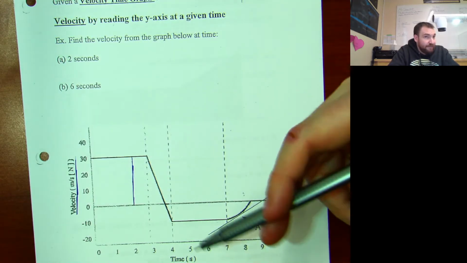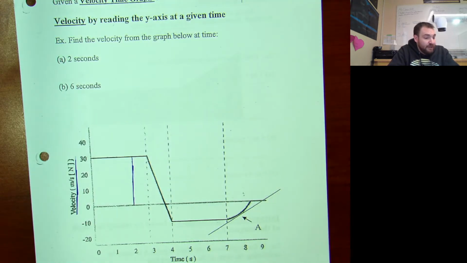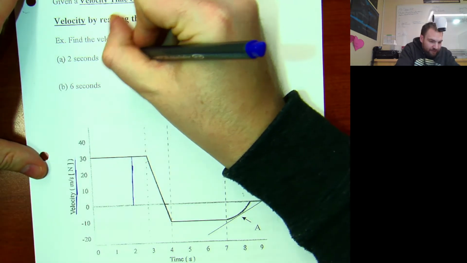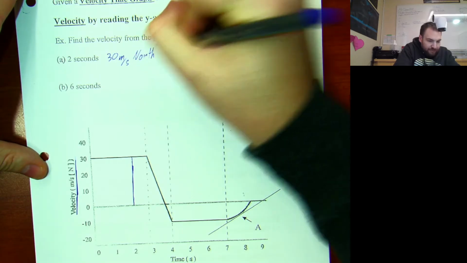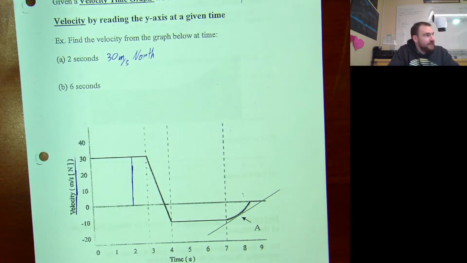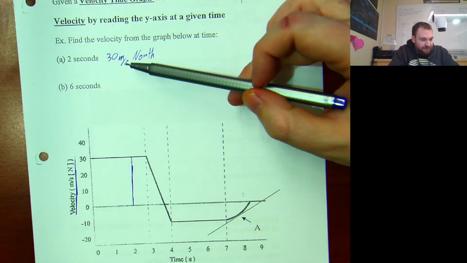Because this is a v-t graph, you just read it straight off there. The velocity here is going to be 30 meters per second north. Remember, velocity is a vector, unlike distance and displacement, so we need the magnitude and the direction. And so there it is, 30 meters per second north.